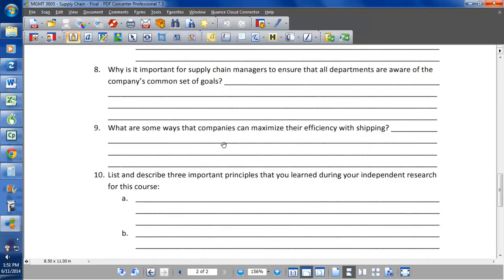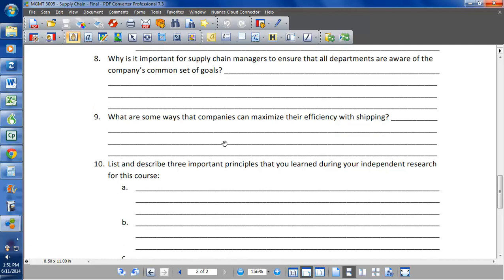Number 8, why is it important for supply chain managers to ensure that all departments are aware of the company's common set of goals? Basically what I mean by that is if there's not a common set of goals throughout the company, then the goals for the warehouse department and the goals for the manufacturing department, if they're not established from above, like a company-wide goal, they may be different. The manufacturing people may be just producing as many as they possibly can, whereas the warehouse people don't have that same goal because they may not have anywhere to put them all if you produce that many, right?